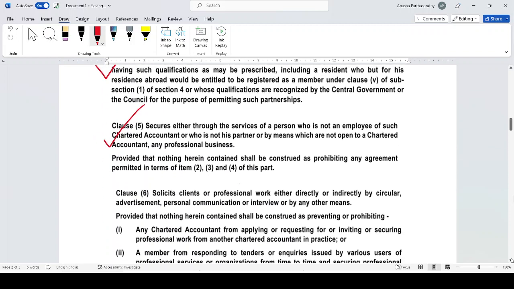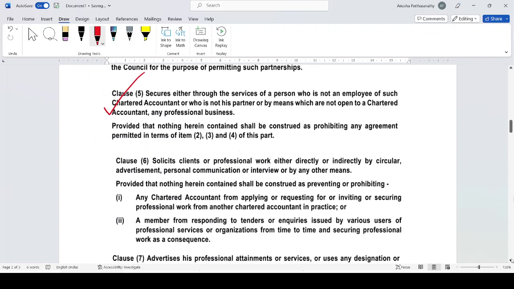As per clause 5 of part 1 of the First Schedule, Chartered Accountants Act 1949, a chartered accountant in practice is deemed to be guilty of professional misconduct if he secures, either through the services of a person who is not an employee of the chartered accountant or who is not his partner, or by means which are not open to a chartered accountant, any professional business, provided that nothing herein contained shall be construed as prohibiting any agreement permitted in terms of items 2, 3 and 4 of this part.